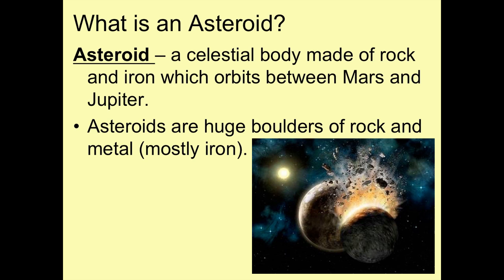So if you ever had the chance to actually observe an asteroid, it looked like a huge rock. But note that on the inside, and sometimes visible on the outside, you will see a huge amount of iron. Mostly iron and rock. That's what makes up an asteroid.